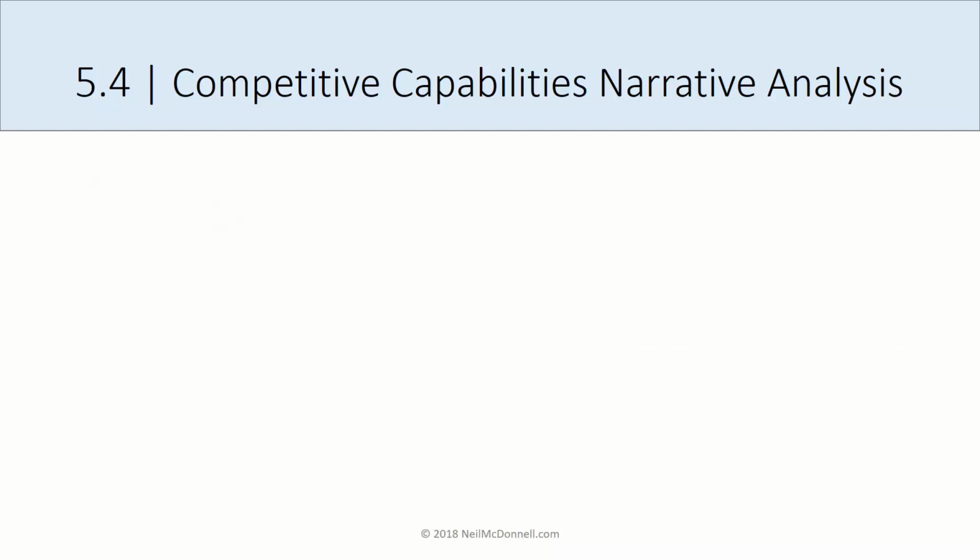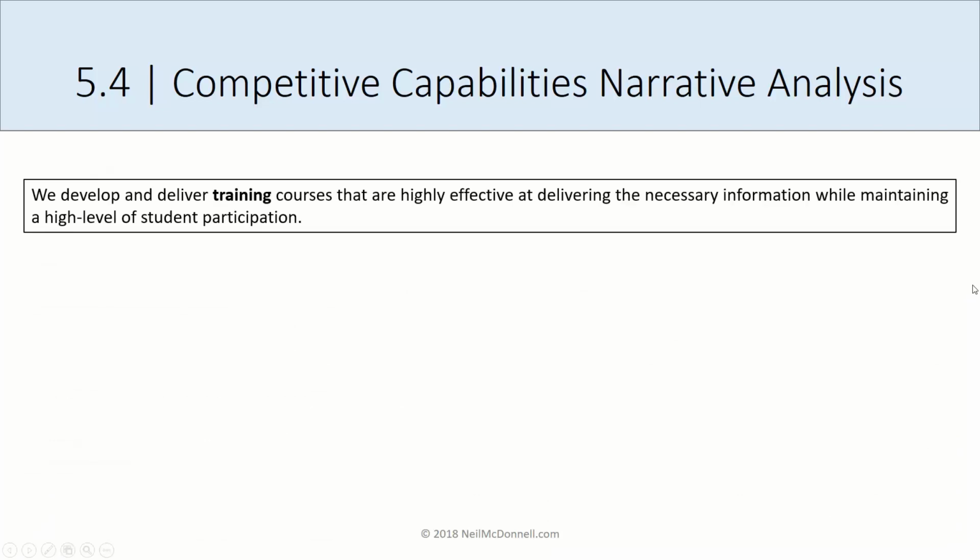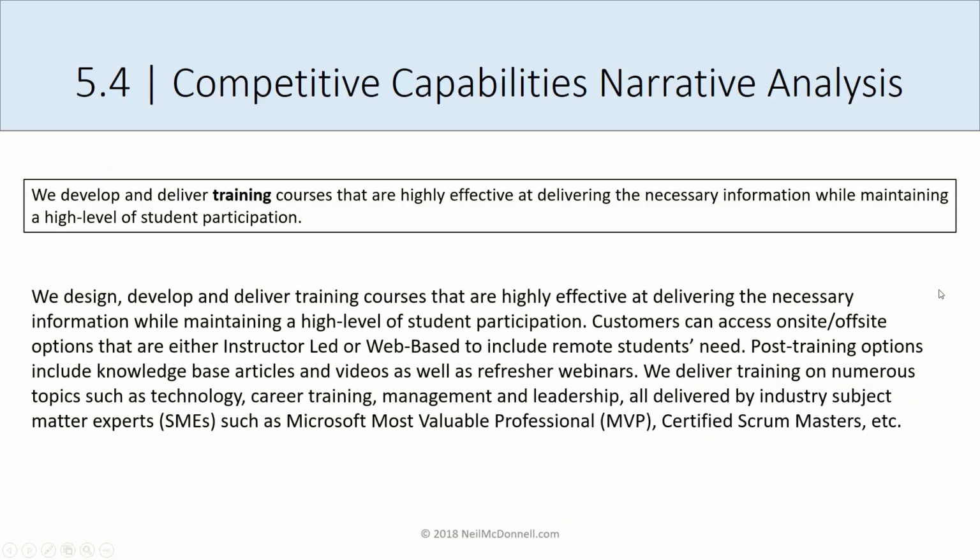So the next part was the first paragraph, and this was on training. You remember my first paragraph for training was, we develop and deliver training courses that are highly effective at delivering the necessary information while maintaining a high level of student participation. After researching what's out there with the competitors and finding cool little lines that I saw, the next thing I came up with was this. Now, actually, it turns out this is a very big paragraph, and I'll chop it down further later. But here, my second pass was 3 times as big as my first pass, just from reviewing the competitors' information. I thought that was really handy, right?